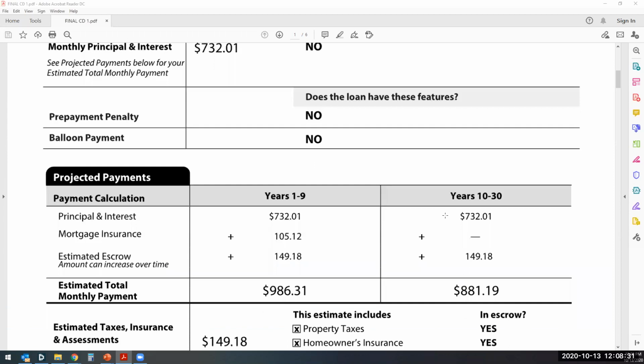Okay, so what are the projected payments, and why do we have 2 different projected payments? You see how the first tells you what the monthly payment is going to be from year 1 to 9, and then on the other side you're going to see what the payment is going to be from year 10 to 30. Okay, so like we say, the principal and interest will stay the same for the life of the loan. It's not going to change. $732.01 from year 1 to 9, and $732.01 from year 10 to 30.